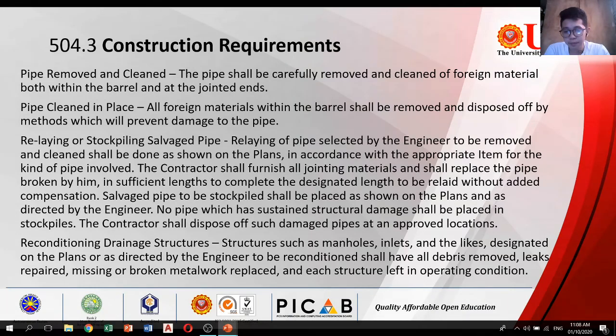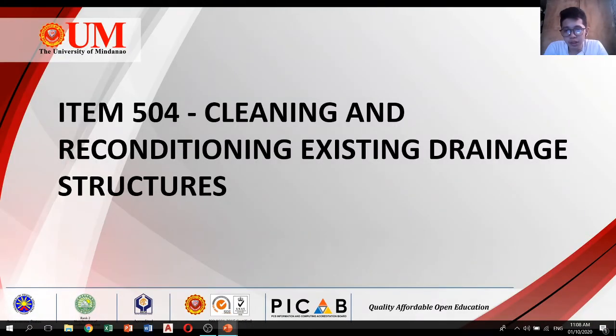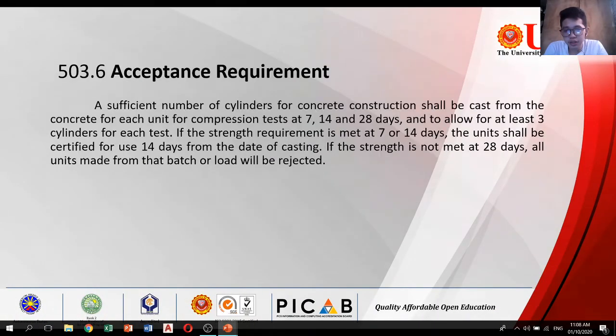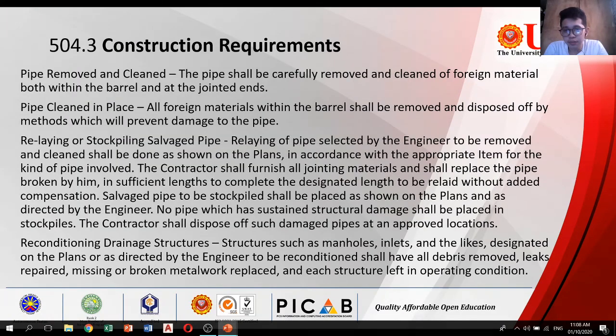Construction requirements. Pipe removed. So, the title is about cleaning and reconditioning existing drainage. The existing drainage is to be cleaned. So, what are the methods of cleaning? Properly clean the equipment. So, pipe removed and cleaned.